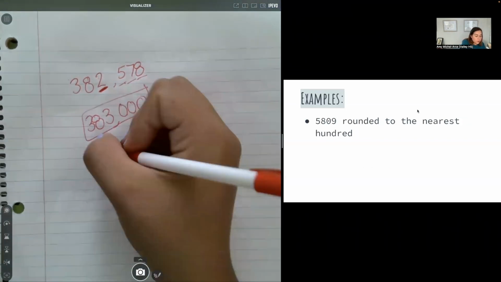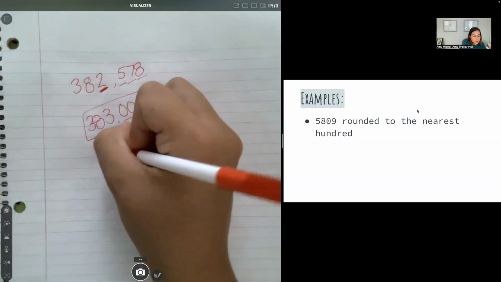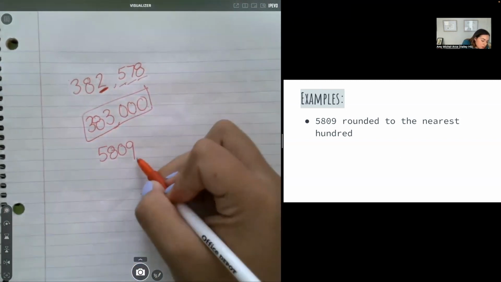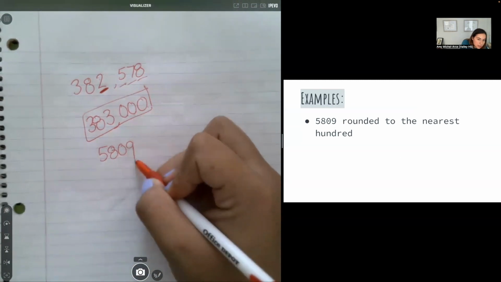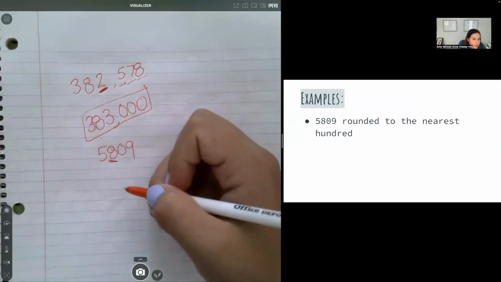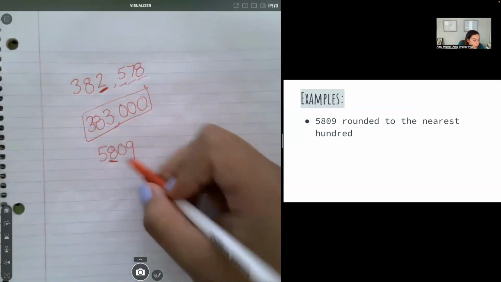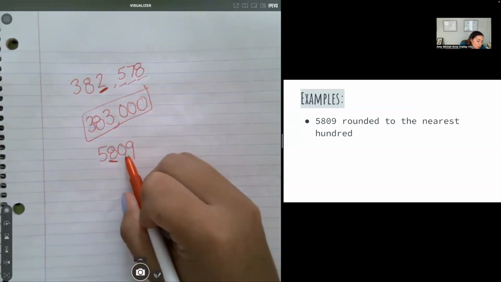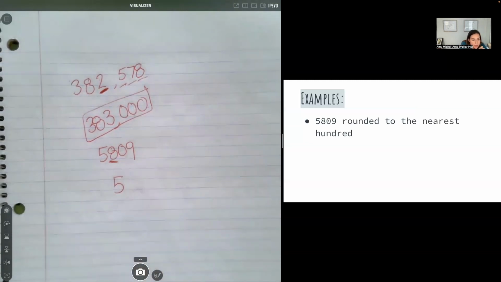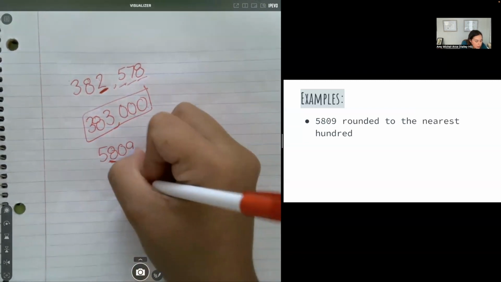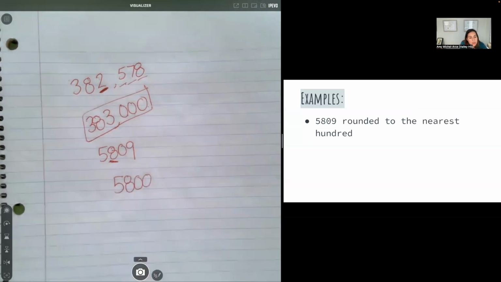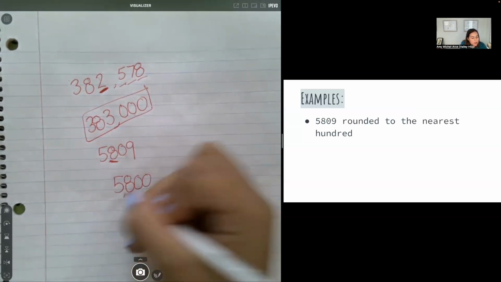Then if we're rounding 5,809 to the nearest 100, so here this is the ones place, the 10, the hundreds. So that 8 is what we're going to round either up or down. The number to the right of it is a 0. That means we're going to round down. Everything to the left stays the same. That 5 doesn't change. The 8 stays the same because we're rounding down. And the numbers to the right become zeros. Now we have 5,800.